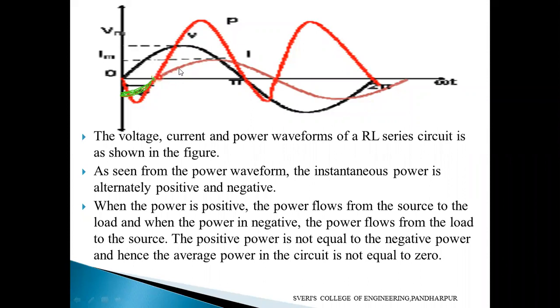Current will come in the positive cycle, and here the voltage is already positive. So the product of voltage and current, the power will flow in the positive direction here. At this point, voltage is zero and current is some value, but the power will become zero only. Zero into anything is zero. Next, after this one, the current is positive, but what about the voltage? Negative. So the power will be negative here now.